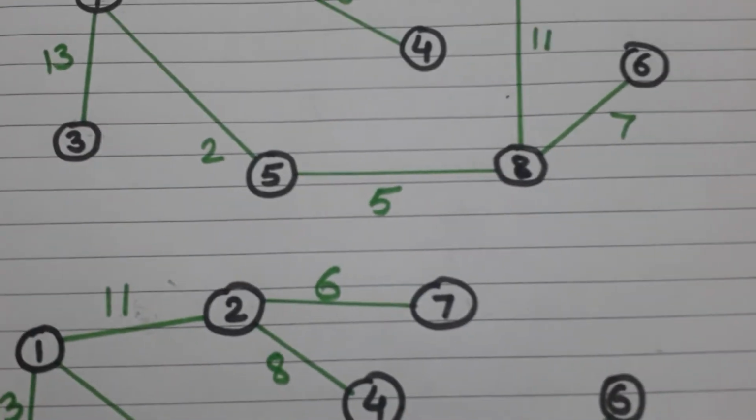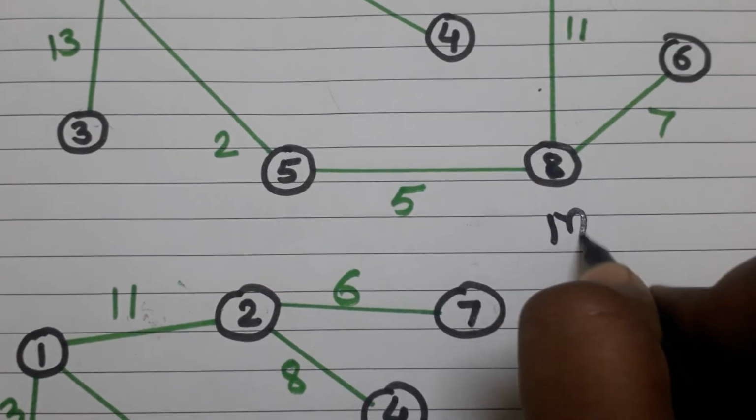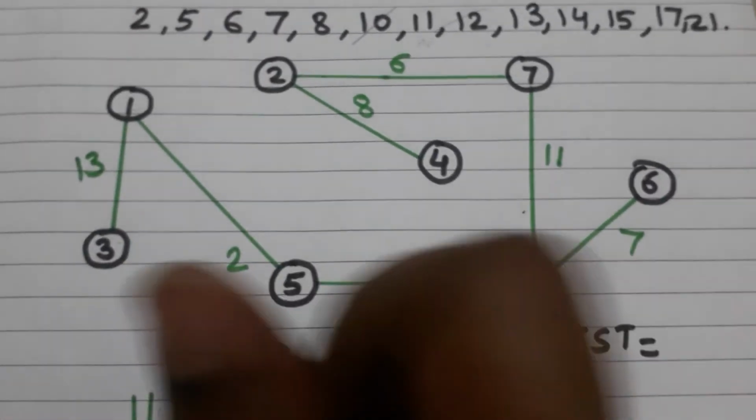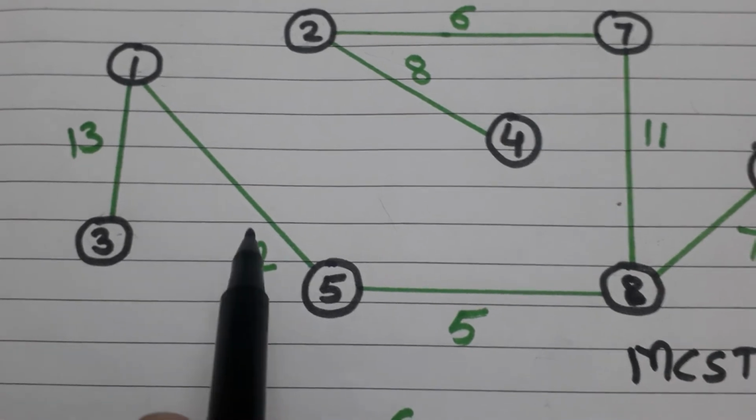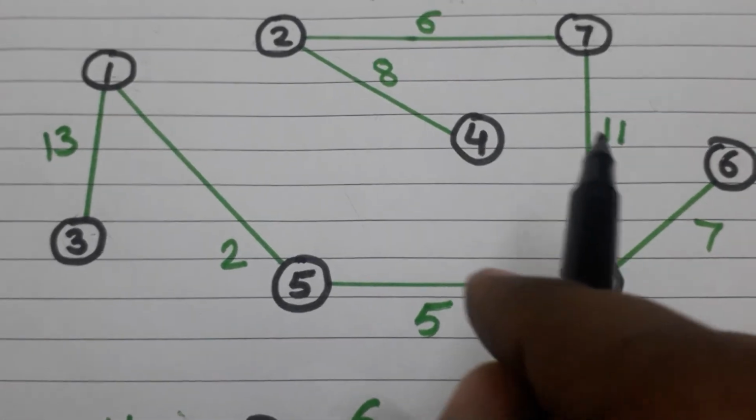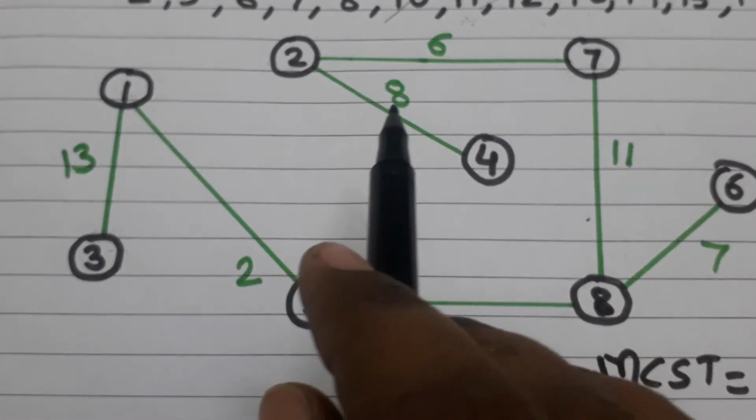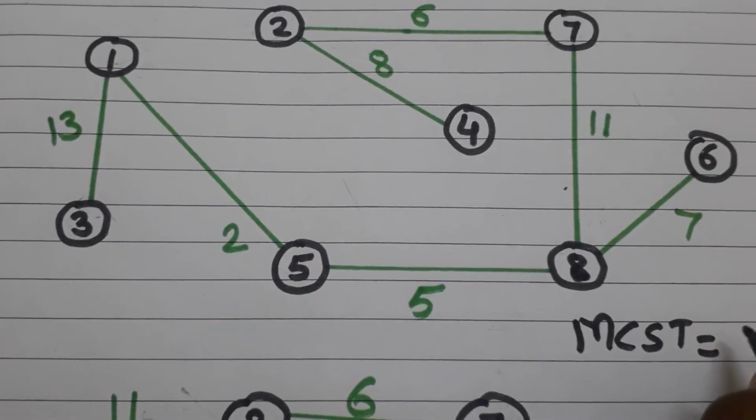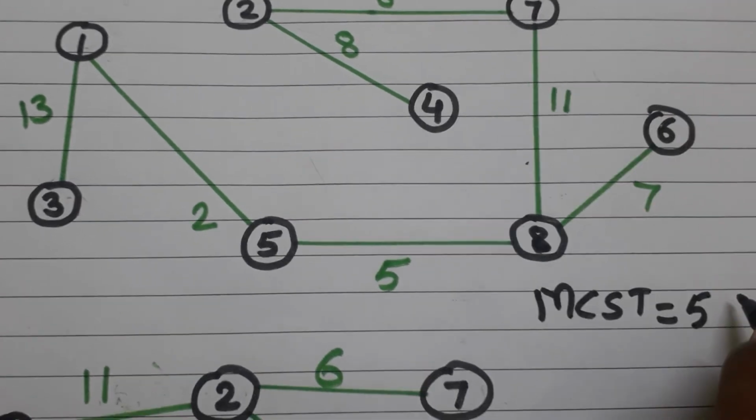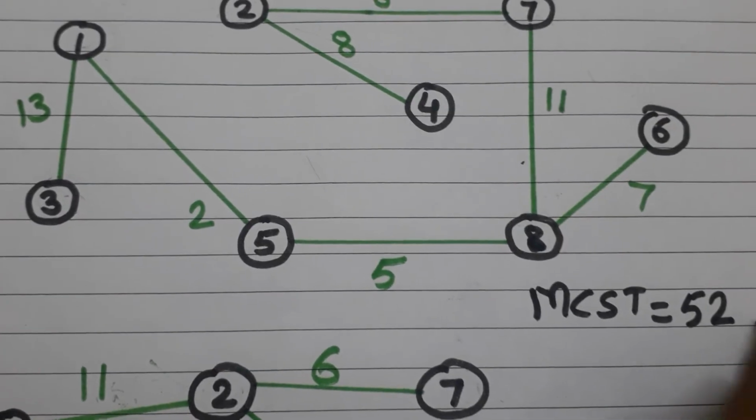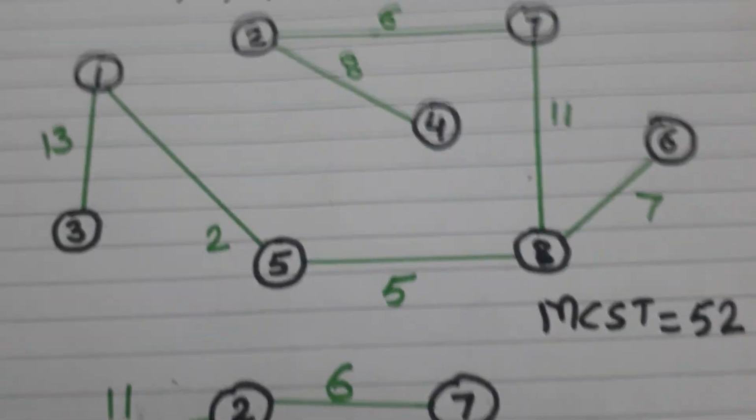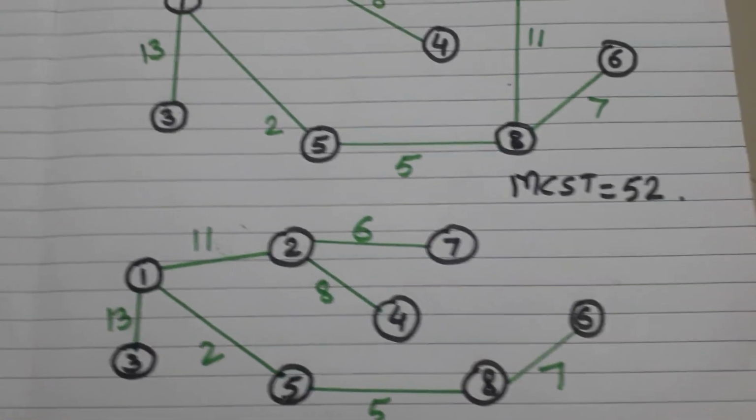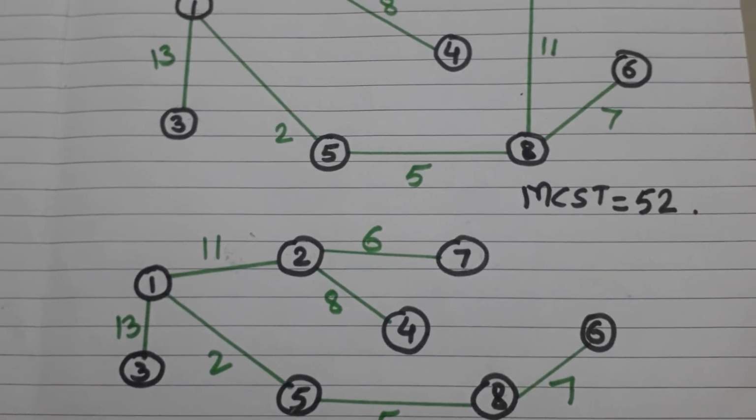Now if we want to find the minimum cost spanning tree for both graphs, if we add all these values, that is 13 plus 2 plus 5 plus 7 plus 11 plus 6 plus 8, its minimum cost spanning tree is 52 for both the trees. For both these trees, its minimum cost spanning tree is 52.